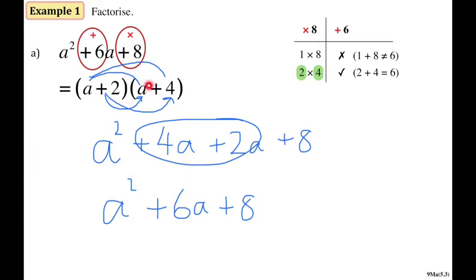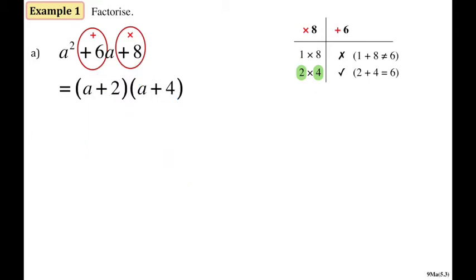So expanding means get rid of the bracket. Factorize means figure out what the two brackets were that would have multiplied together to give this answer. A lot trickier than multiplying it out.